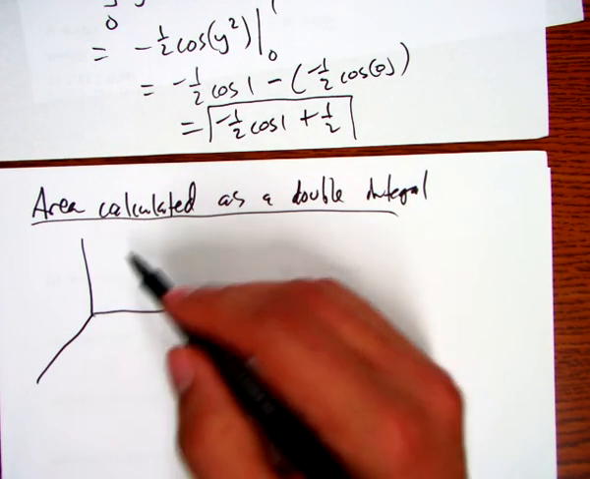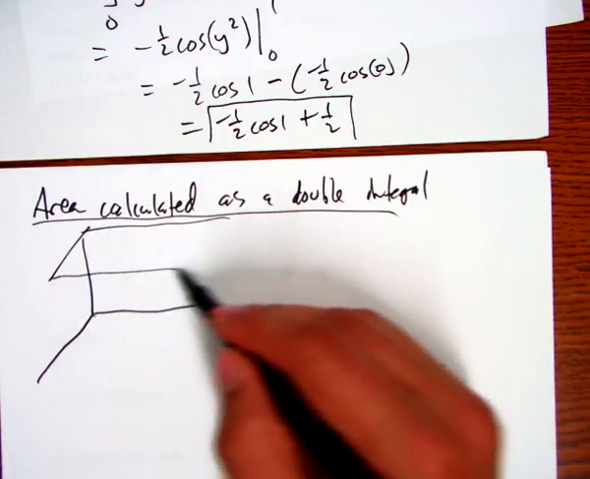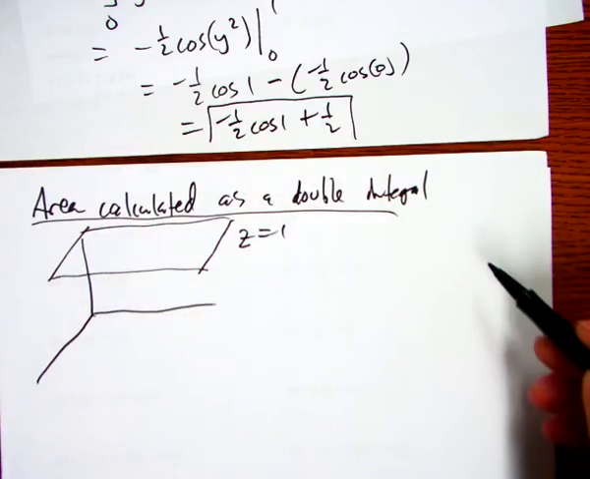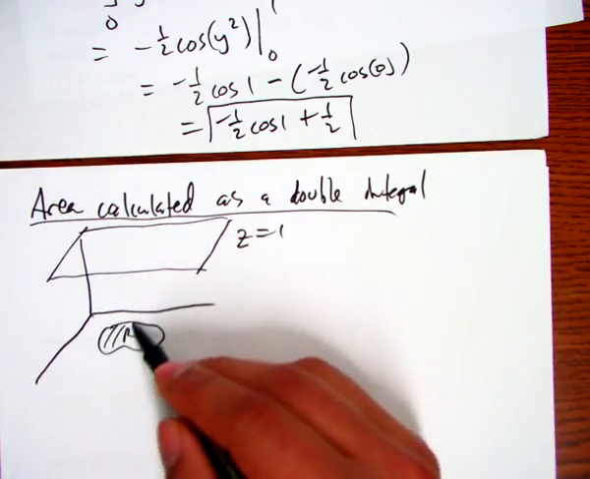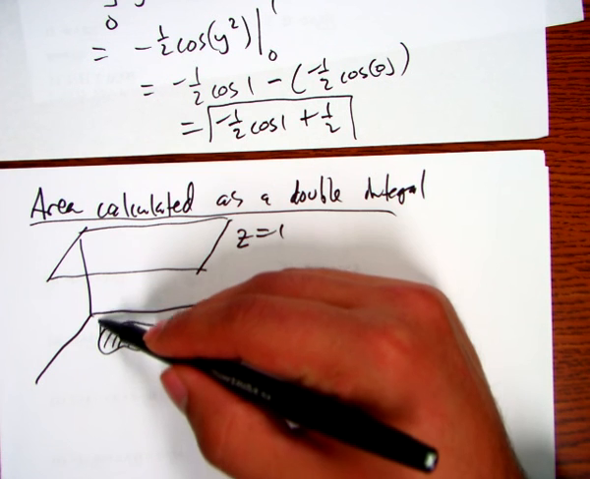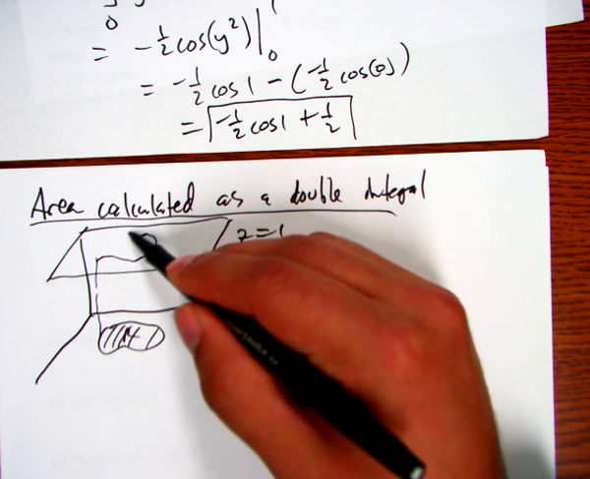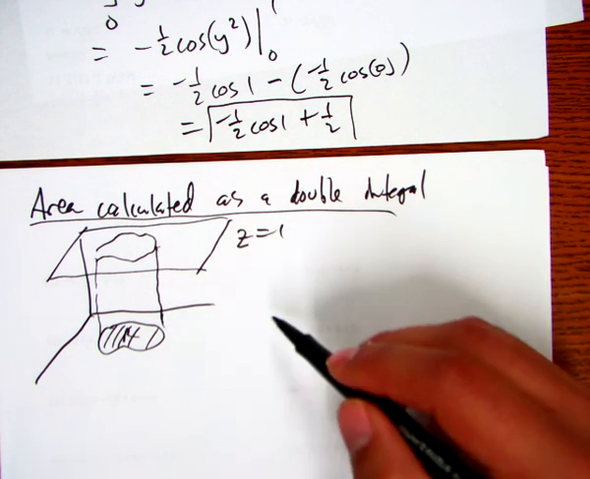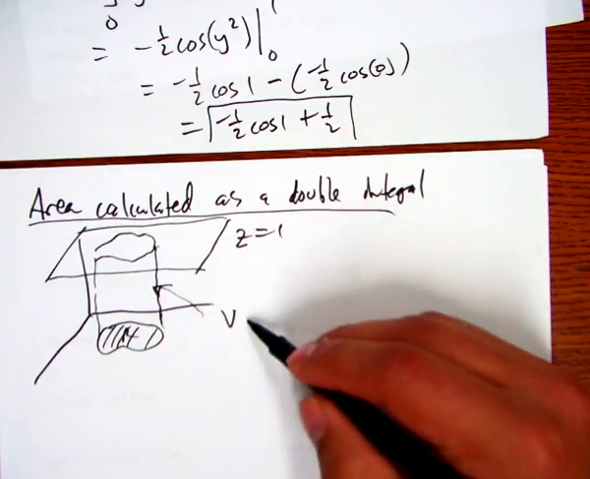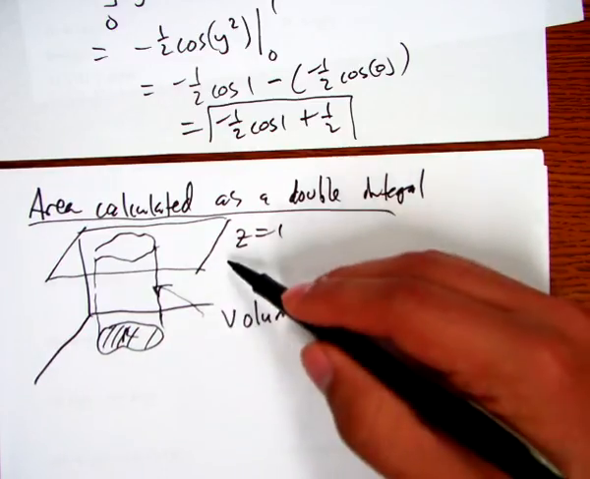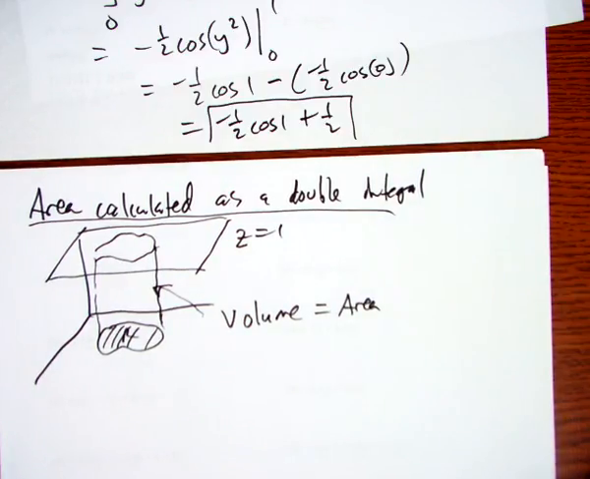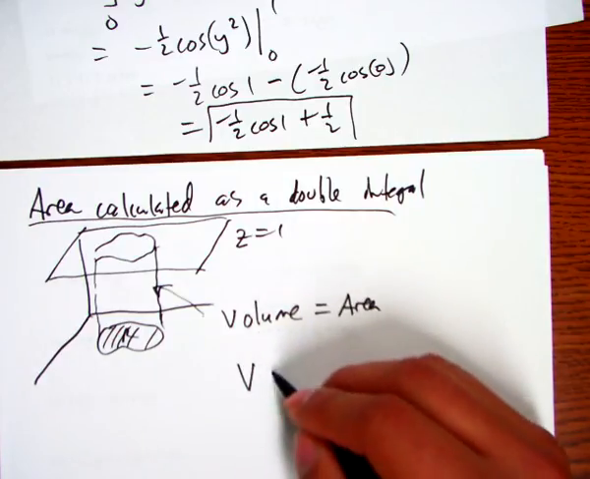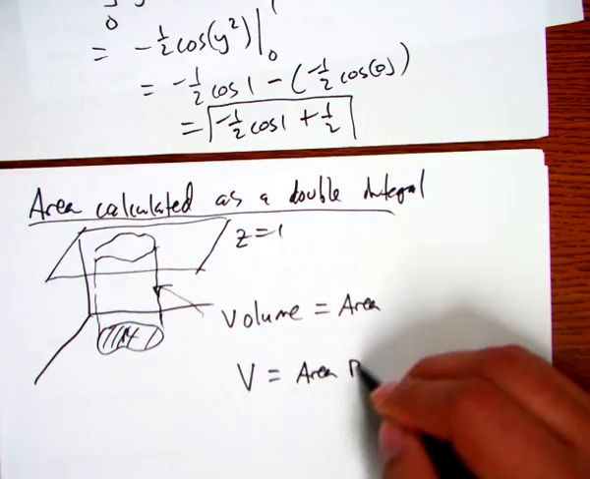is, let's say we have the plane z equals 1. We have some region R down here. Well, if I find the volume of that solid, we can argue that since the height is 1, that volume and area are basically the same thing, right? You guys buy that? So, we know that the volume is the area of the region times the height.